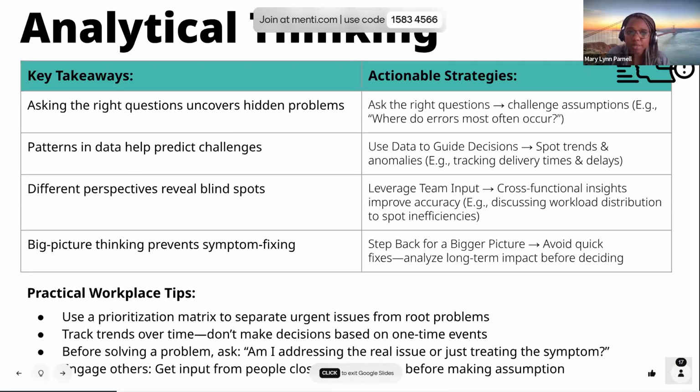And then patterns in data to help predict challenges. So using data to guide our decisions, spotting trends and anomalies, tracking delivery times and delays. We covered those tools when we did our deep dive into technical proficiency. So using data visually to help us look at trends, predict challenges. Also really uncovering maybe some of our blind spots. So one of the other takeaways is different perspectives, revealing blind spots.